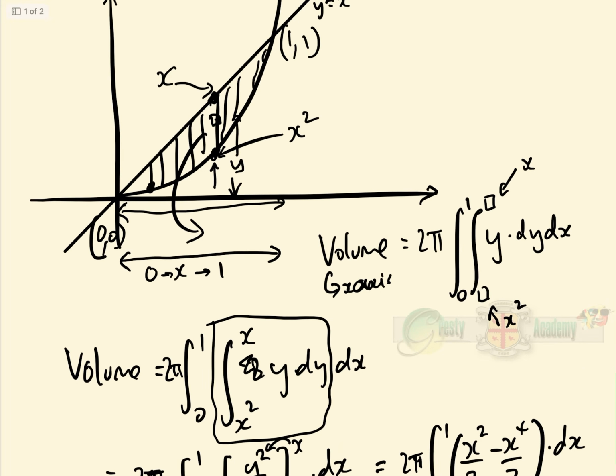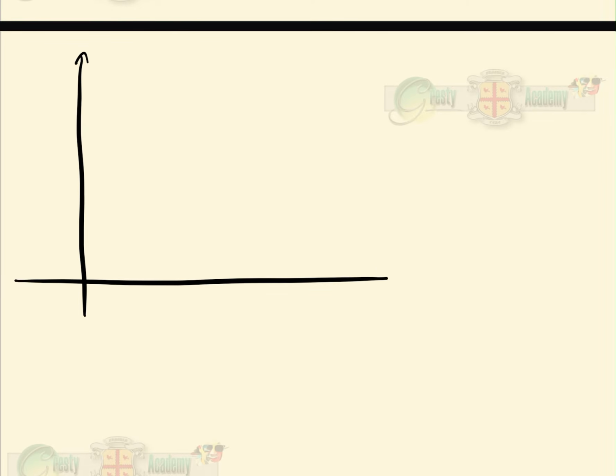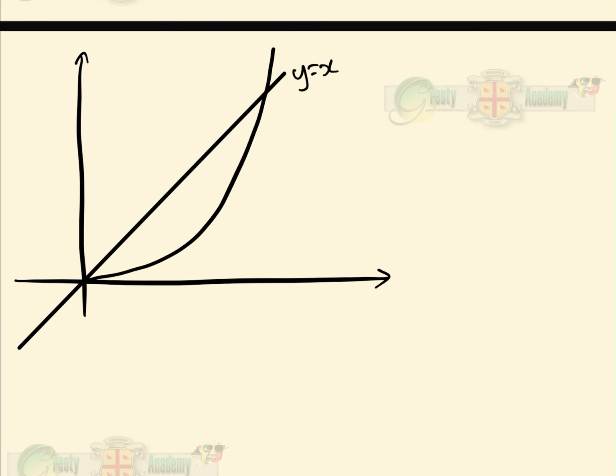So we have worked out the volume of revolution around the x-axis as being 2 pi over 15. And now what we need to do is work out the volume of revolution about the y-axis. Okay, so let's just redraw it here. So we have here y equals x. I have here y equals x squared, which also can be written as x equals root y. Again, this is the point 1, 1. Again, this is the point 0, 0.